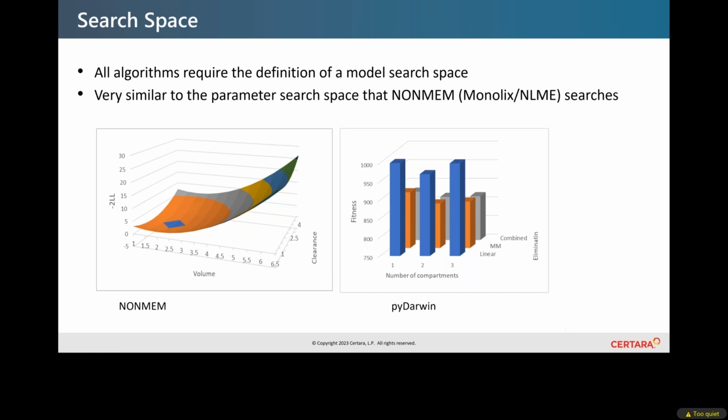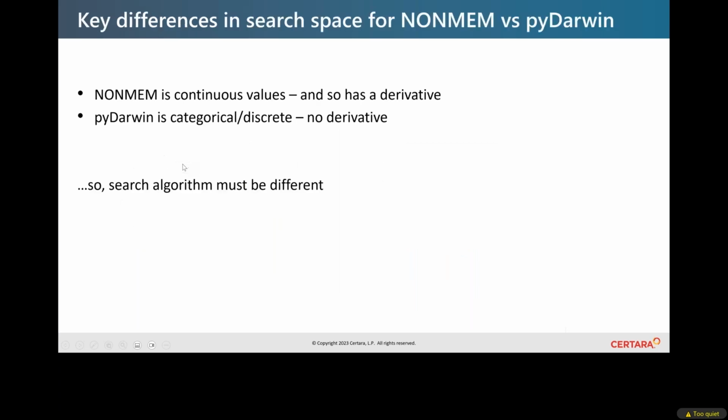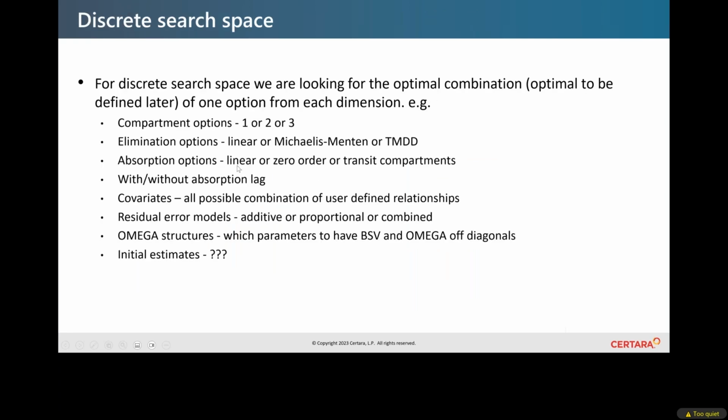The standard methods in NONMEM and other algorithms use a derivative. They take the derivative and they find out which way it's down, and then they move in the down direction until it stops getting better. Not an option for discrete search space, so different algorithms are required. There is no derivative, so the algorithms have to be different. But again, we're looking for the optimal combination of exactly one value in each dimension.